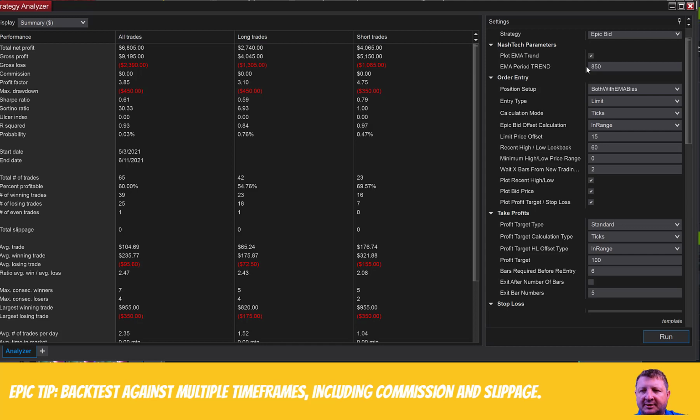Okay, so let's look at the plots. So you have plot EMA, plot recent high-low, plot bid price, plot profit target. It was quite important to visually see that previously whenever we were using the chart and enabling the strategy. But for Strategy Analyzer, it can take up a lot more performance, especially when we get to optimization. So what does plotting these plots mean?